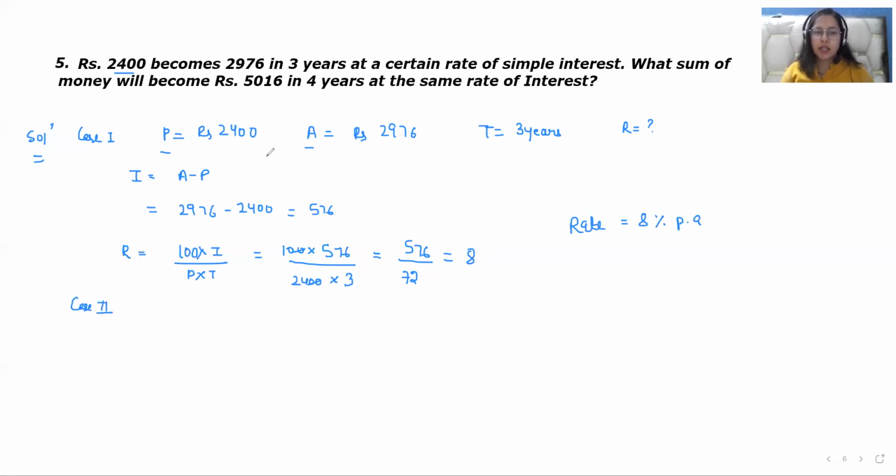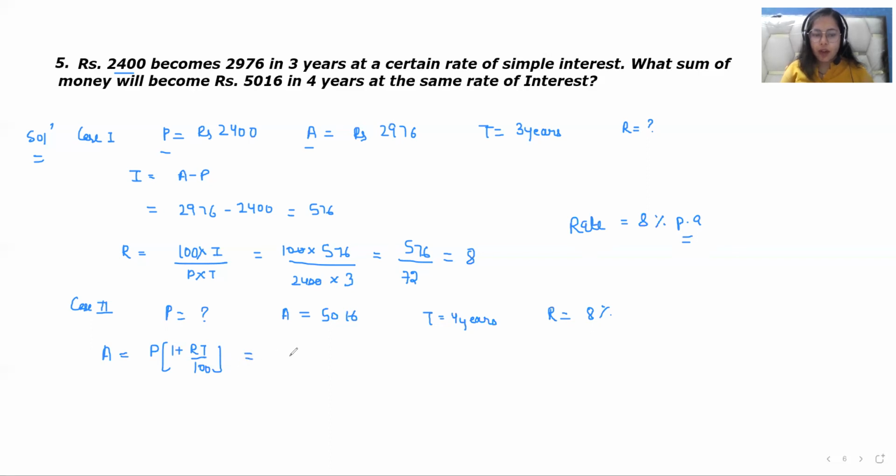In case second, they said what's the sum of money? Sum of money means principal. We have to find the principal. They give us amount 5,016 and the time is 4 years at the same rate of interest. So we'll take the rate as the same, that is 8%, which we calculated. So what is the formula for amount? We'll use it as in the last question, taking P common: 1 plus RT over 100.